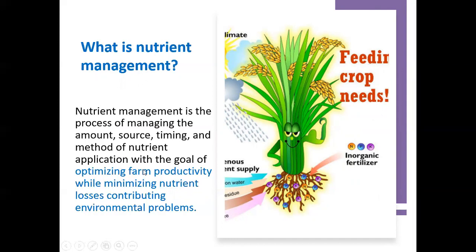All these should be in such a way that we optimize the farm product. We cannot afford low productivity of the farm. We have to maintain the productivity of the farm to keep it running, as we discussed in the very beginning. And then if we optimize in such a way that we are reducing the losses to the environment, it means we are managing the nutrients well.